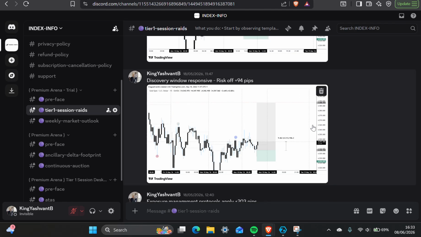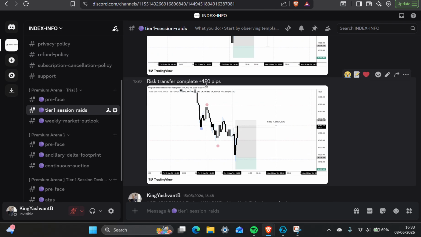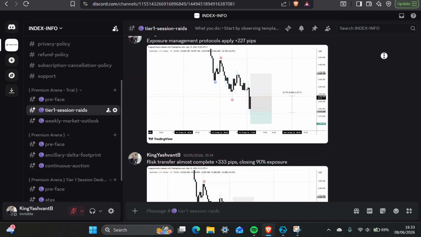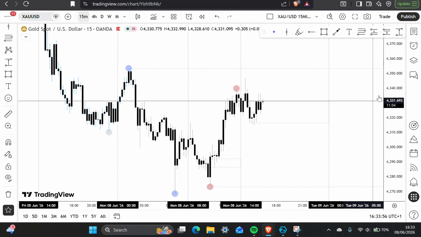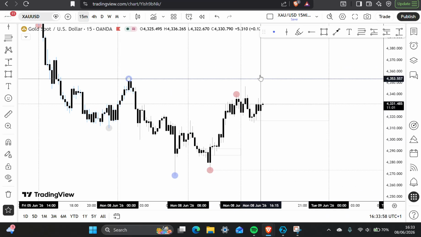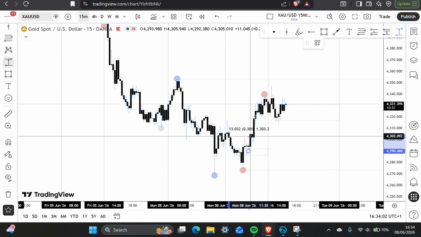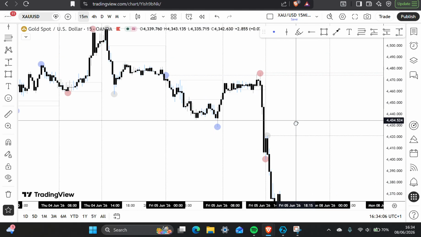446 pip move, 203. New York price downside breaches for 450 pips. Huge moves, by the way. When you're swinging, when you're holding a significant amount of moves, it's the actual move. You can't really go wrong. I mean, look, holding London longs from here to here is 540 pips, as an example.